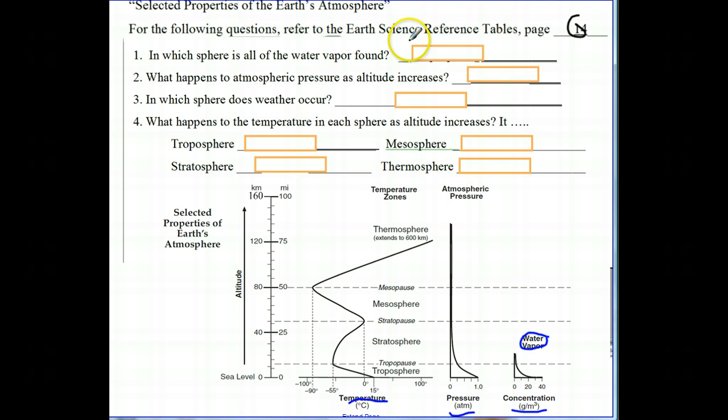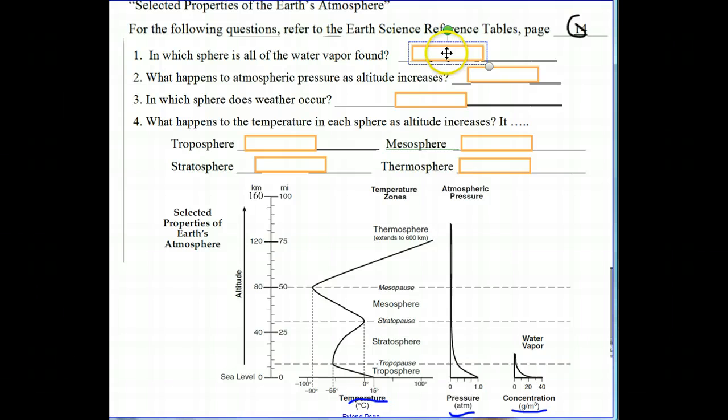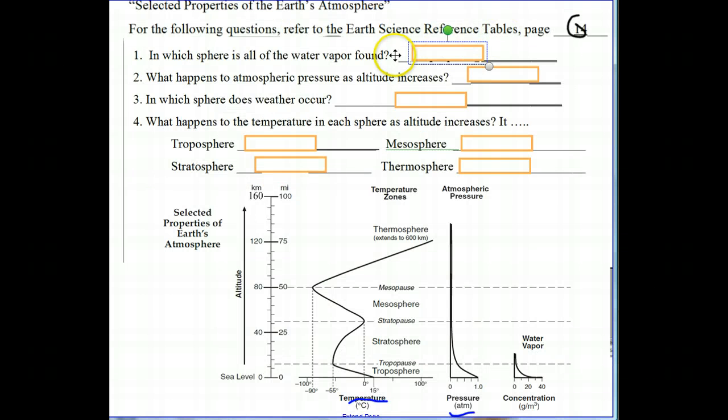And one of the things that you'll see is that in the atmosphere, oops, sorry about that. Sorry again, I'm freaking out here. What's going on? Okay.